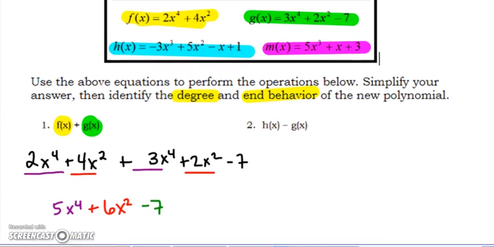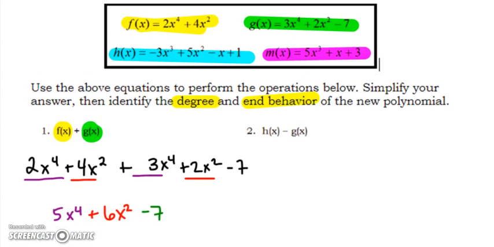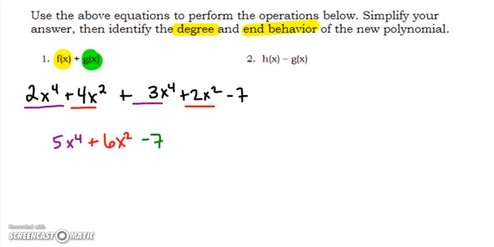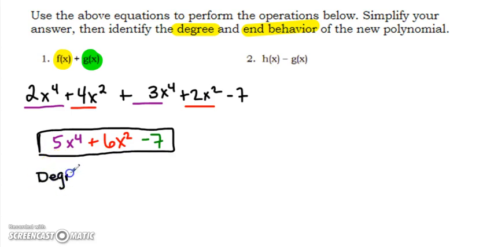That makes this my answer in terms of the new function. But the degree we still need to answer. If we remember from our previous lesson, degree means the highest exponent. So 4, 2, and then none. Of those, 4 would be the highest exponent. And then the end behavior.